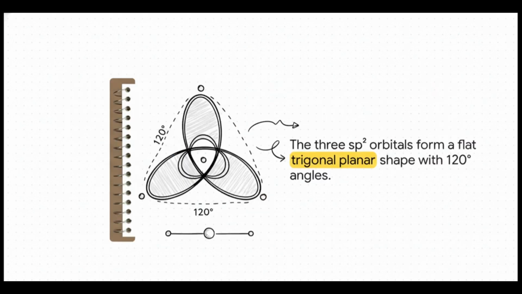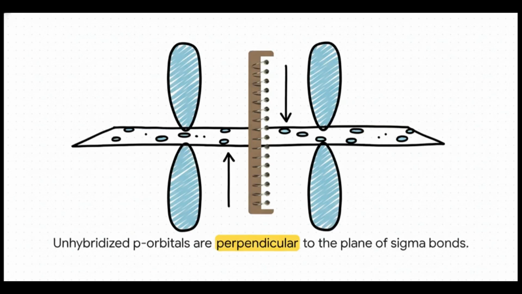And what do those 3 sp2 orbitals do? You guessed it. They push each other as far apart as possible, forming a totally flat triangular shape. We call this trigonal planar. The angles between them are a perfect 120 degrees, and these orbitals form the strong, underlying sigma bond skeleton of the molecule. So what about that lonely p orbital we left behind on each carbon?